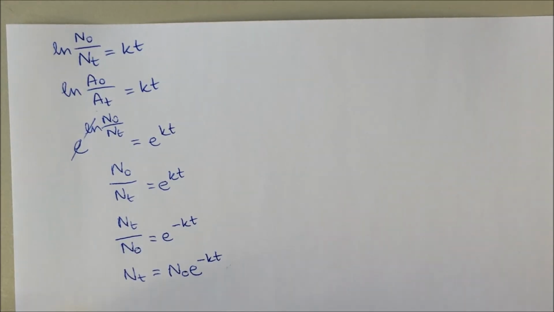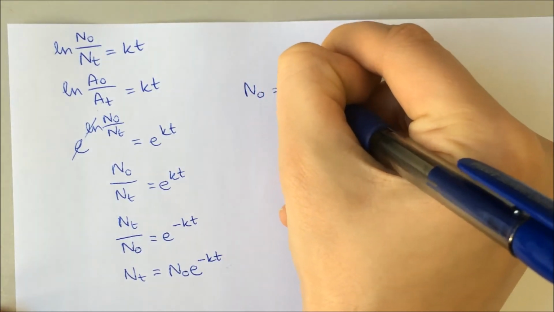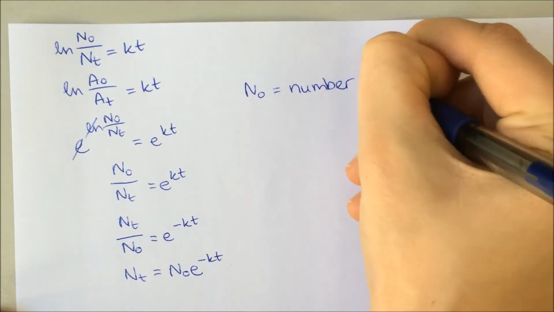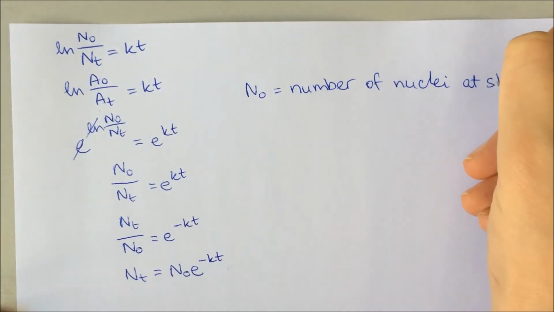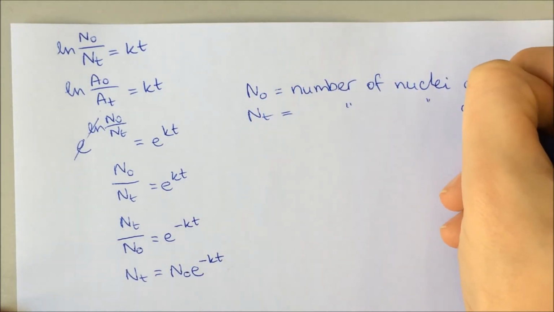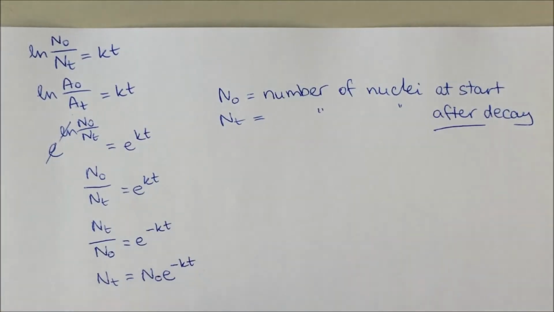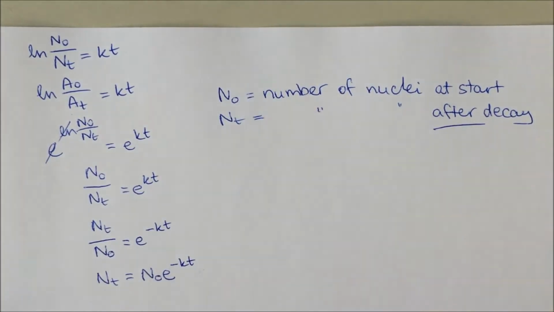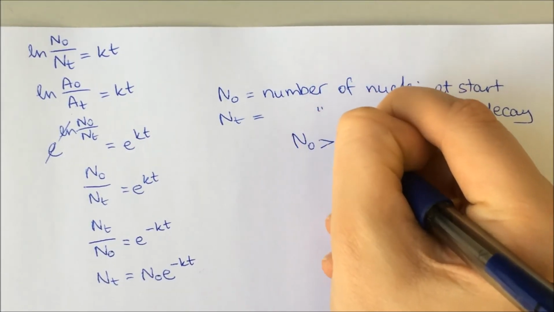The other really important thing when looking at equations of this type is remembering which is N0 and which is NT. Now N0 is the number of nuclei at the start, whereas NT is the number of nuclei after decay. What's crucial to remember is that after decay there will be fewer nuclei than there were at the beginning. So N0 is always greater than NT.